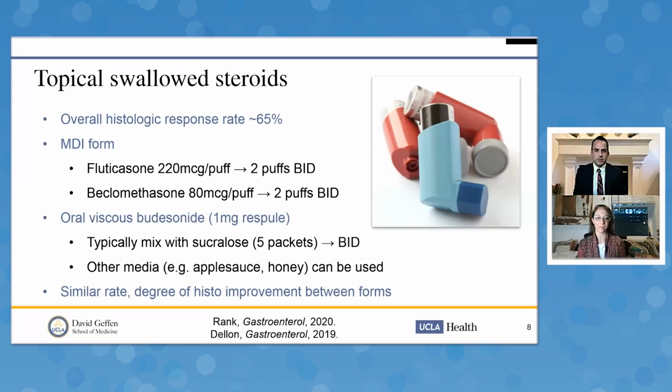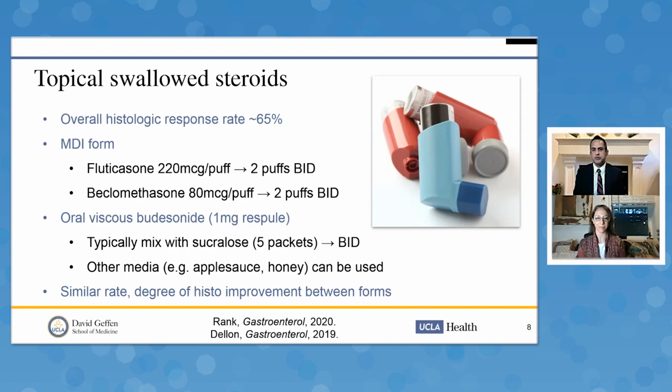Another option, although not as commonly used, is beclomethasone, 80 micrograms per puff, again, 2 puffs twice a day. Another option is what's called oral viscous budesonide. So typically what's taken are the budesonide respules that are used for a nebulized solution for asthma. They're broken open and they're mixed with some other medium. Typically we use sucralose, 5 packets, along with 1 milligram of the budesonide to make a viscous slurry. And this is taken twice a day around the same timing, similar to with the inhalers.